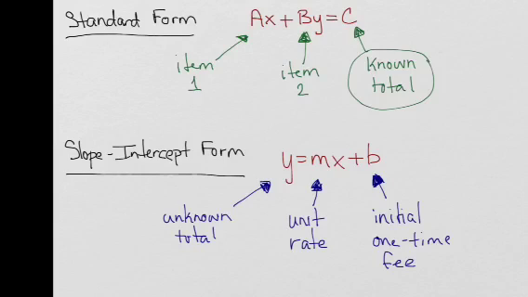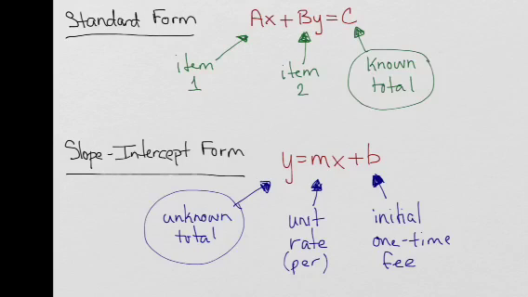Now, slope-intercept form is a little bit different. What makes it special is you already know the total. You have the final amount. What you don't necessarily have is how much time or how much something was put into it. So with the slope-intercept form, the two pieces of information that you have is a unit rate. Usually that involves the word per, 50 miles per hour, $3 per hot dog, whatever it is. There's usually a unit price or a unit rate. And then there's also some initial one-time fee.